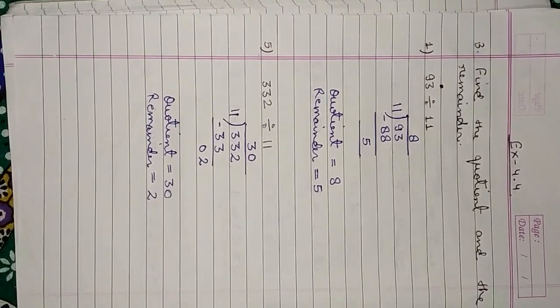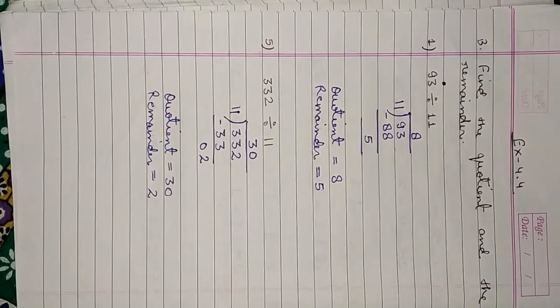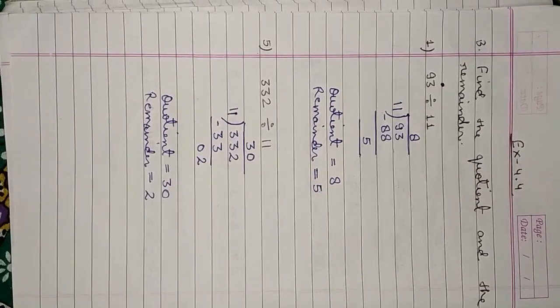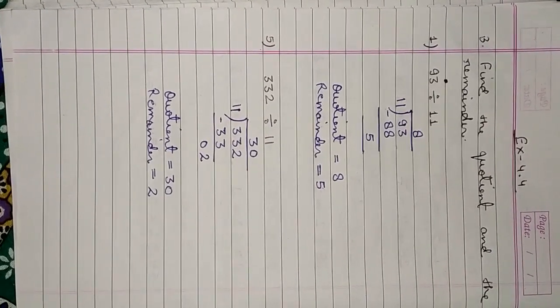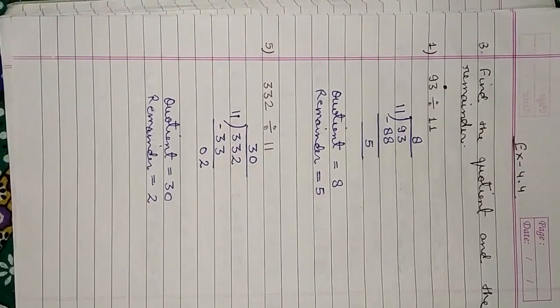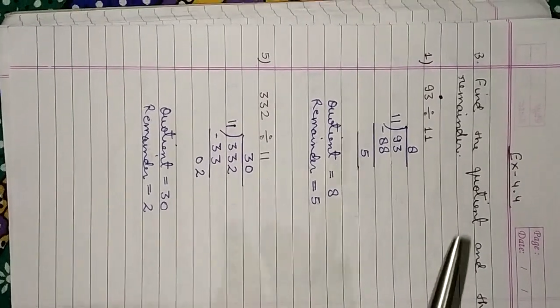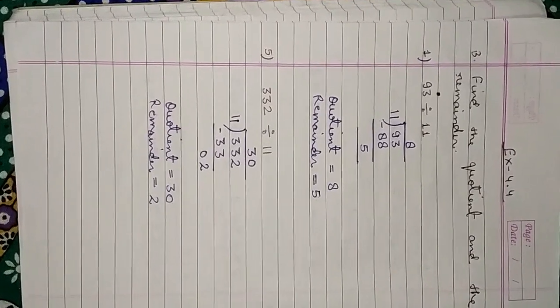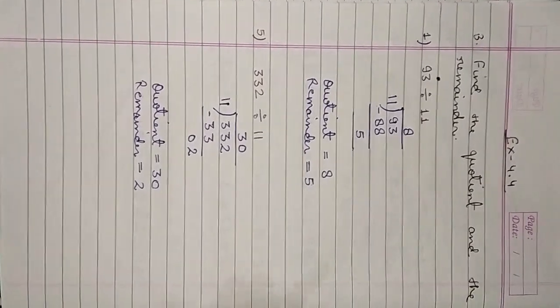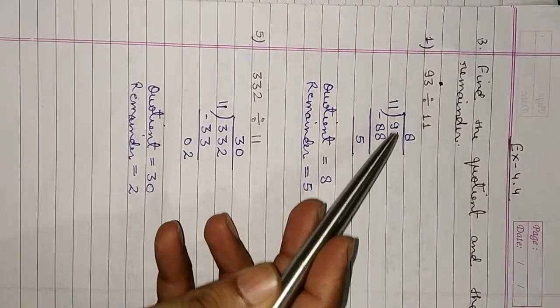First, 93 divided by 11. If you already know the table of the divisor, you can directly divide the number, like 11. 11's table is easy to learn. Now start dividing 93 by 11.